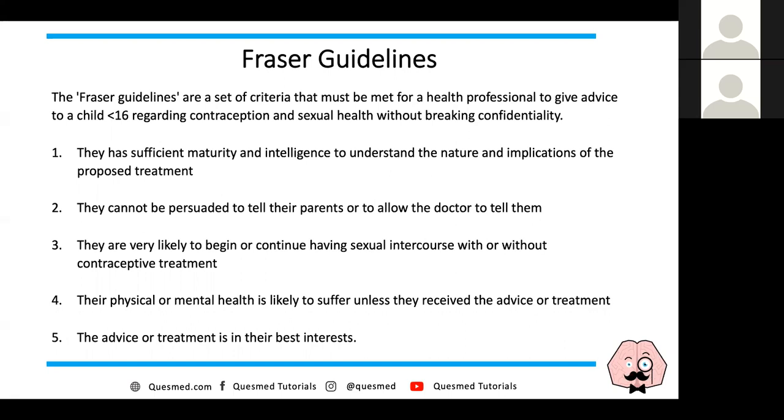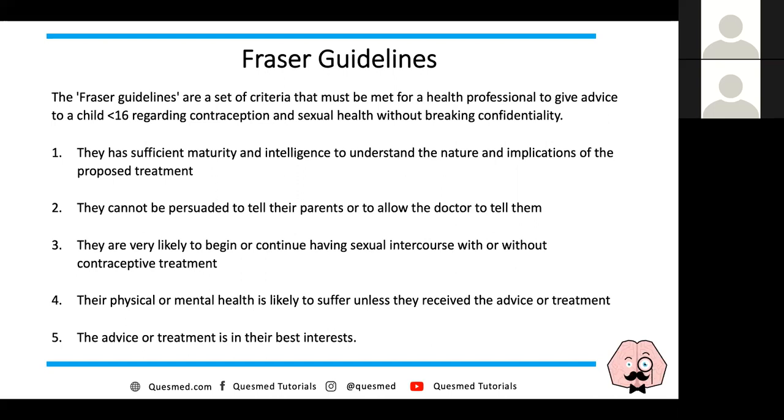Number two, they cannot be persuaded to tell their parents or to allow the doctor to tell them. And by parents, I mean guardians, foster parents, anyone like that. So ideally, you want people under the age of 16 to have an adult, a responsible person that knows they're having sex, that can support them, can help them with that.